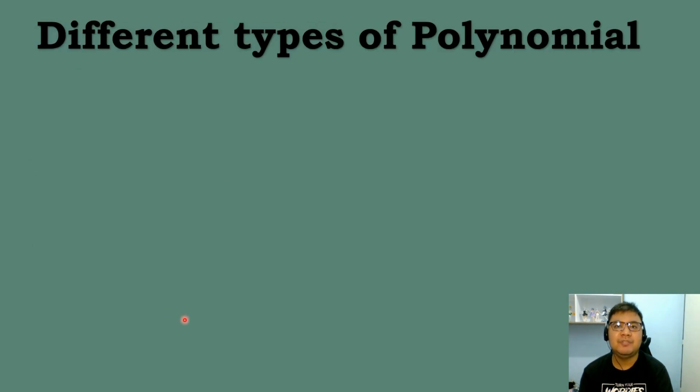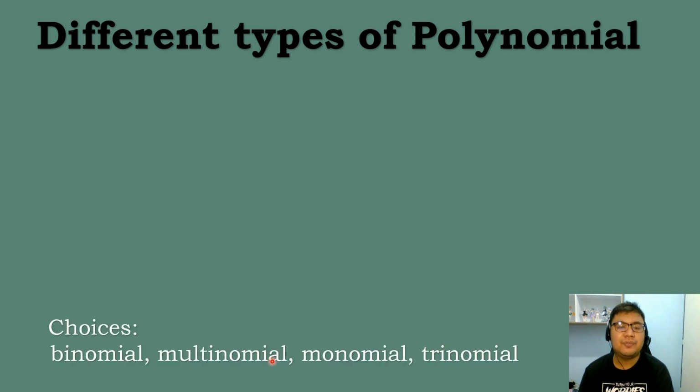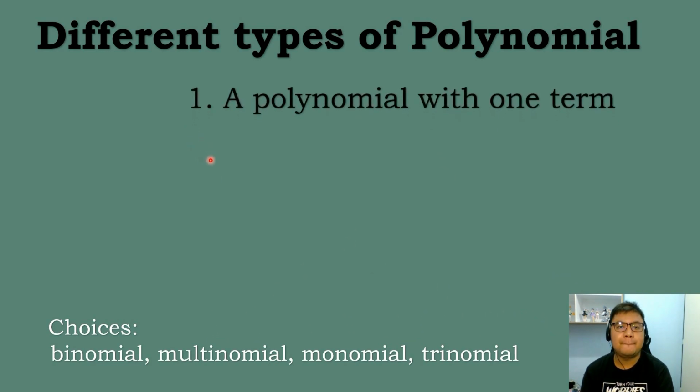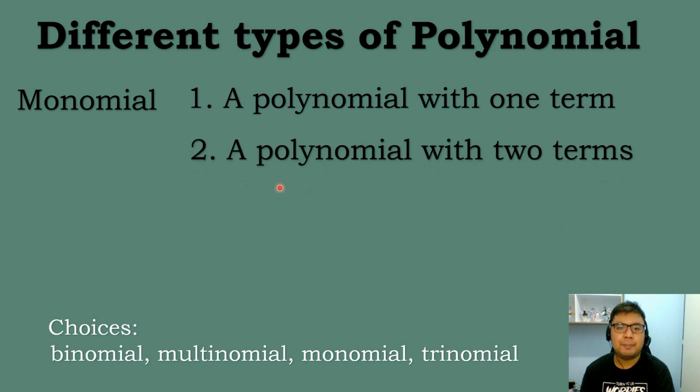For our next activity, we will identify the different types of polynomial. I have listed below the different types of polynomials, and you will try to answer the following questions based on the given choices. Number 1. It is a polynomial with one term. Alright, very good. The correct answer is monomial. Next, number 2. It is a polynomial with two terms.